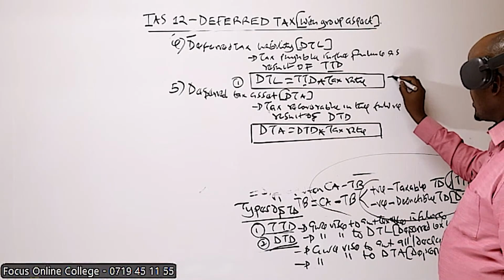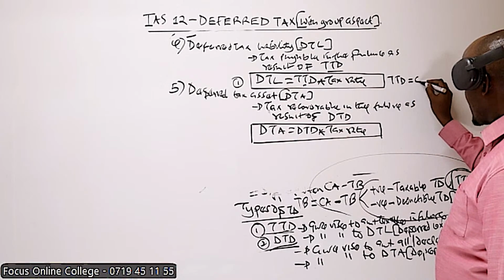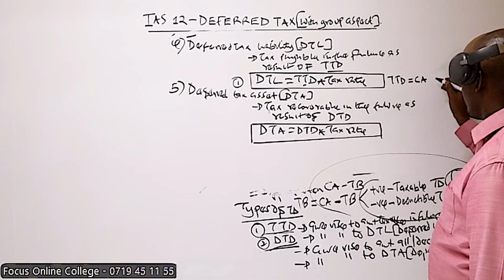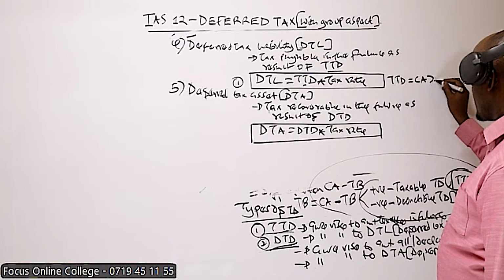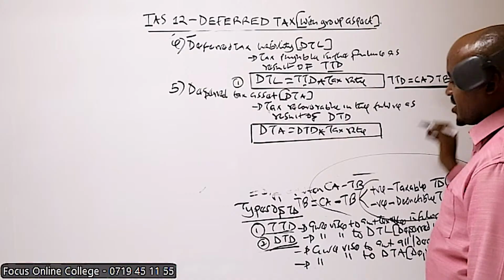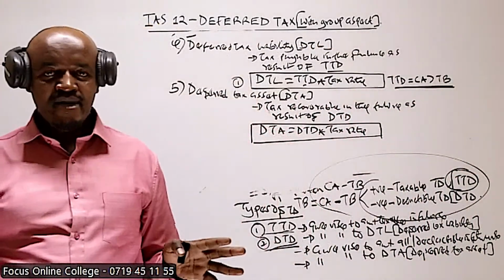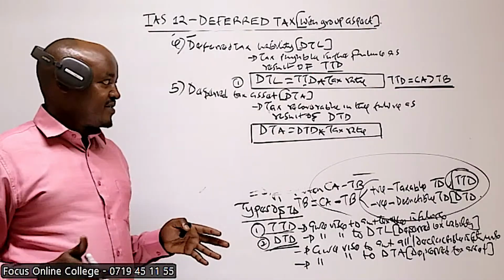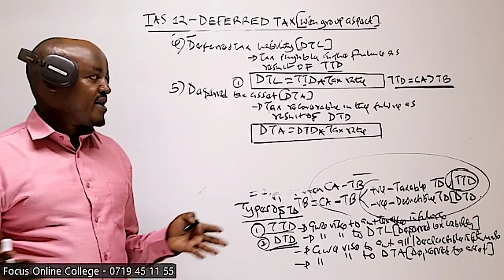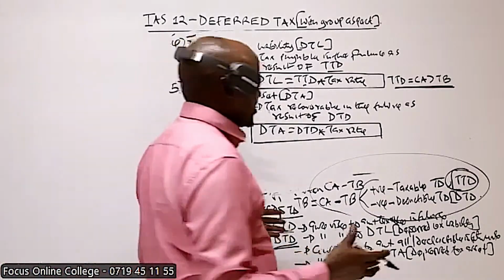Remember what I've explained: taxable temporary difference arises whereby the carrying amount, this is very important, the carrying amount of either an asset or liability exceeds the tax base. So if you're given the carrying amount and the tax base of the company's net asset, you get the difference, and if the carrying amount happens to be more than the tax base, the difference is known as taxable temporary difference.